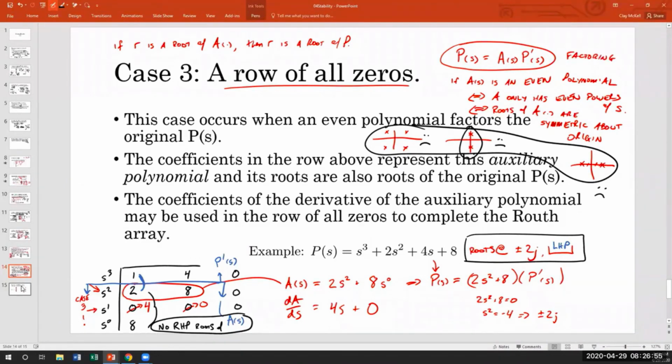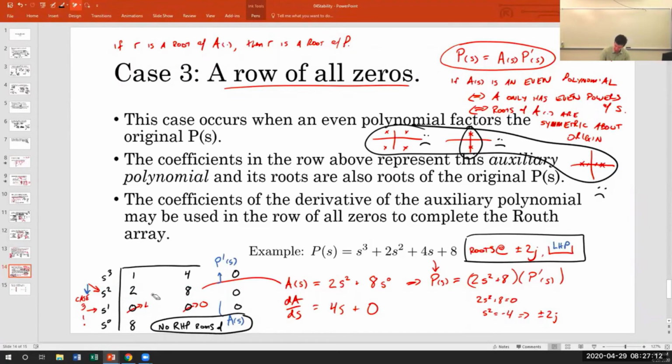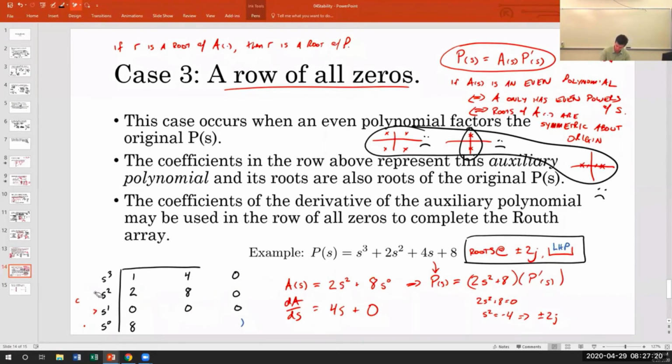Sure. Could you go over one more time the thing that you've boxed over here with the roots plus or minus 2j, it's filling in that left-hand plane bit. Sure. So let me clean up the diagram here a little bit. So let's get rid of that. Let's get rid of that. Okay, so I guess let's start from here.